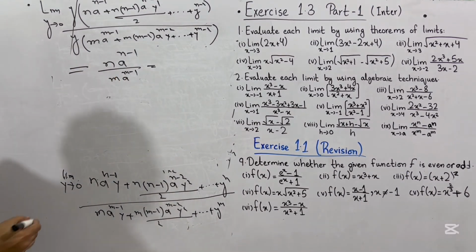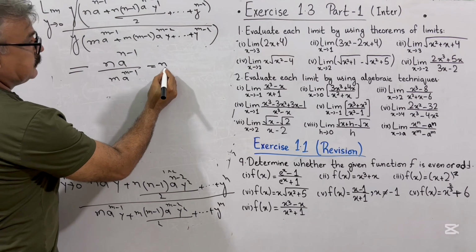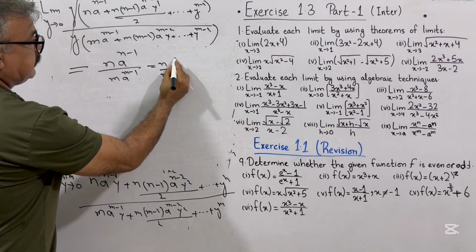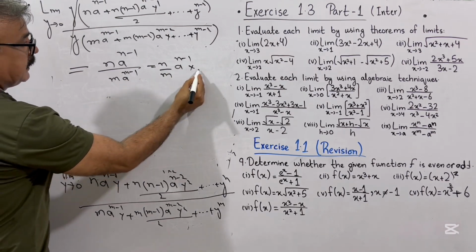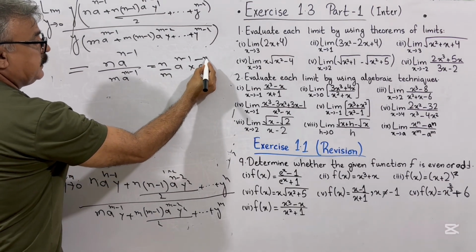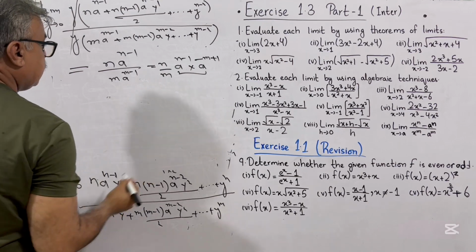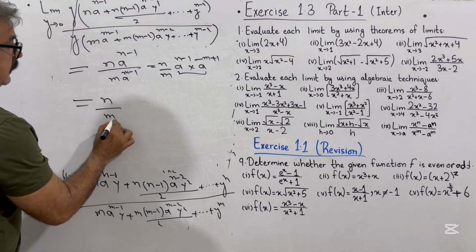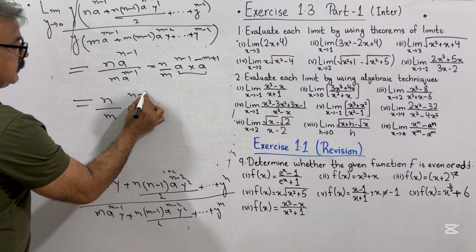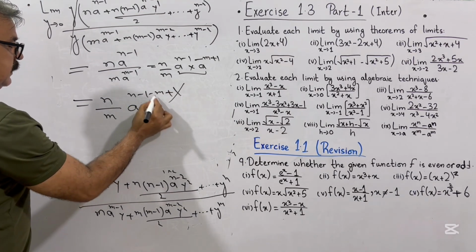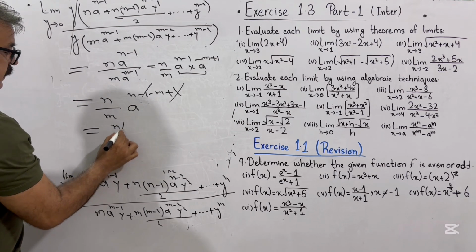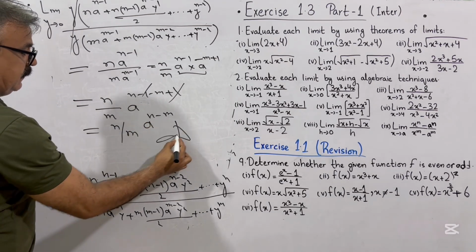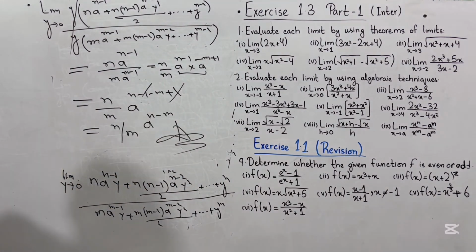Bases are same. We can merge the powers, n over m. Here a raised n minus 1 times, this one can be written in the denominator as a raised minus m plus 1. Bases are same, they are multiplication, so add the powers. Finally, we have n over m, a raised n minus 1 minus m plus 1. Cancelled out. We have n over m, a raised n minus m is our final answer in that case.